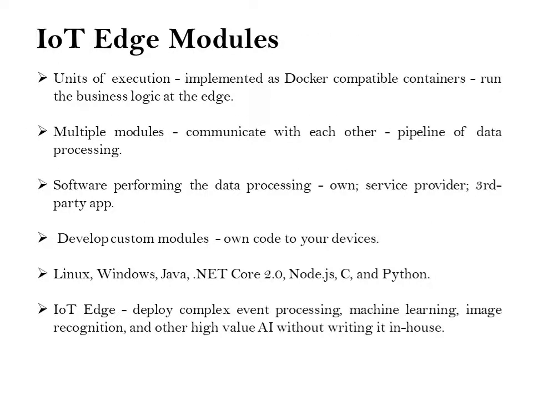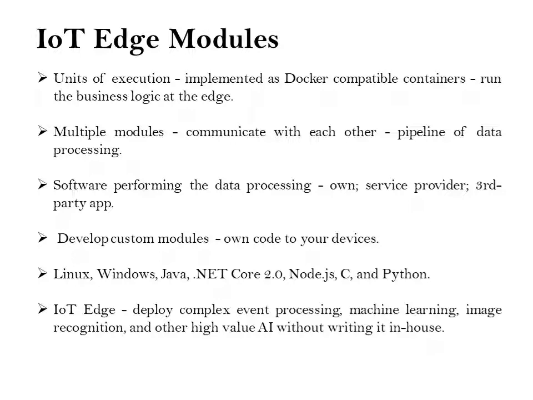IoT Edge modules are units of execution implemented as Docker-compatible containers that run the business logic at the edge where they run software to process the data that the device had collected. Multiple modules can be configured to communicate with each other, creating a pipeline of data processing. The software performing the data processing can be your own, or it can be from a service provider or from a third-party app. Regardless of the type of software, Edge modules help to run the workloads directly on your device without relying on a cloud connection.